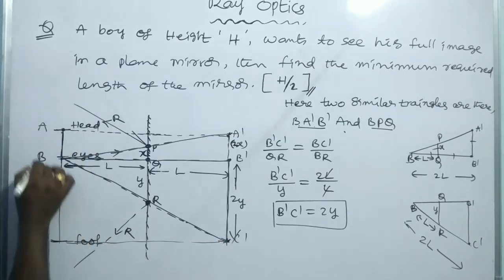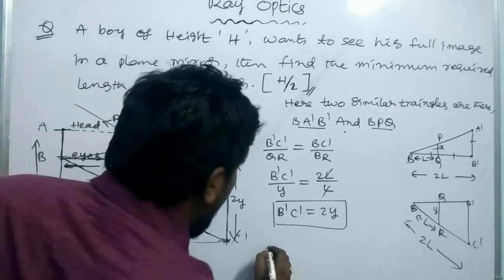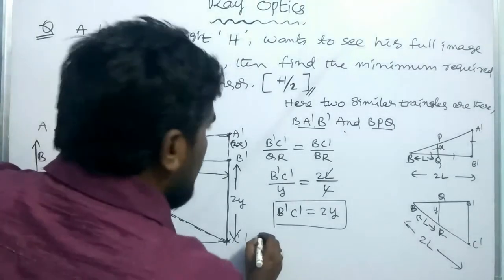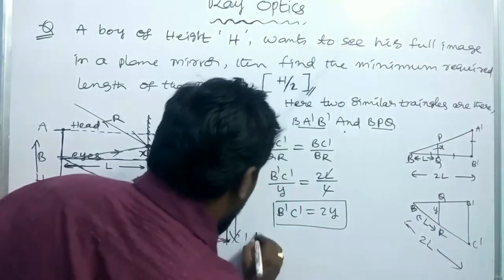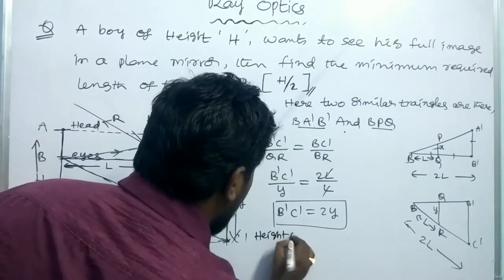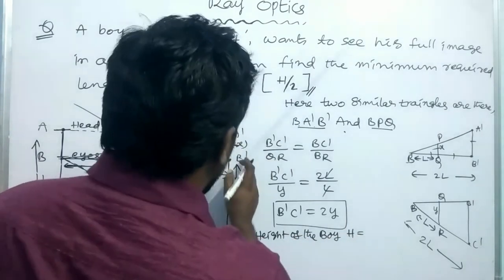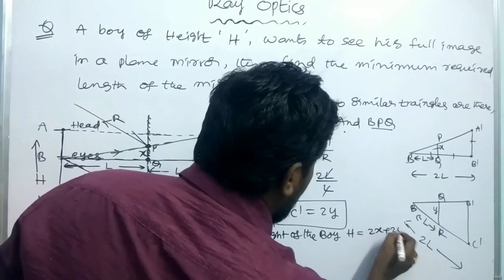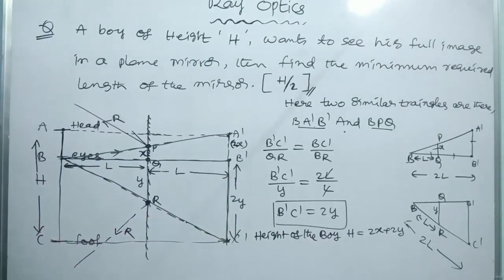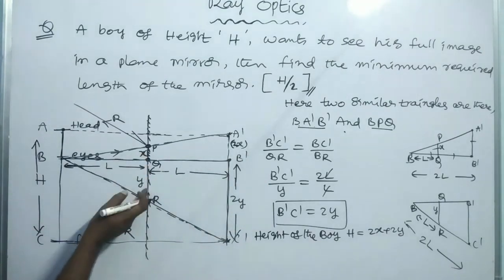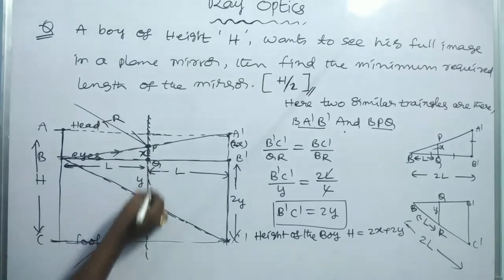So what is the height of the boy at first? The height of the boy is the capital H. Capital H is equal to 2x plus 2y. Height of the boy is equal to 2x plus 2y, right? And we need to find x plus y. What is the x plus y here? The minimum height required for the mirror.